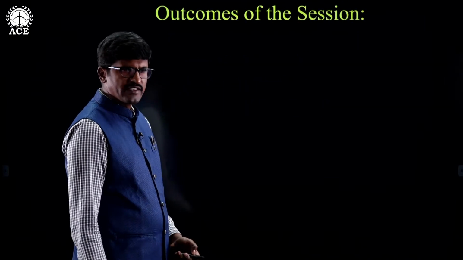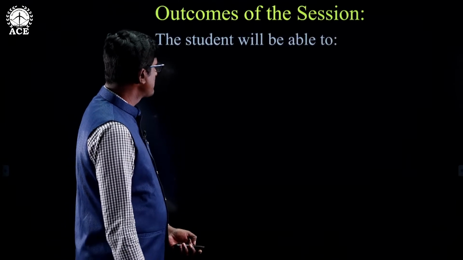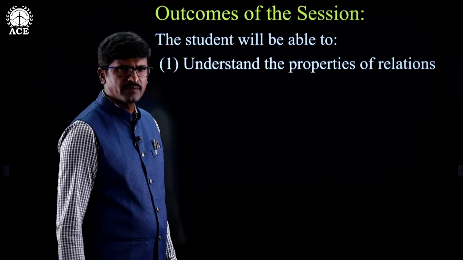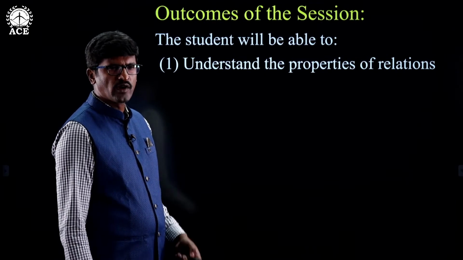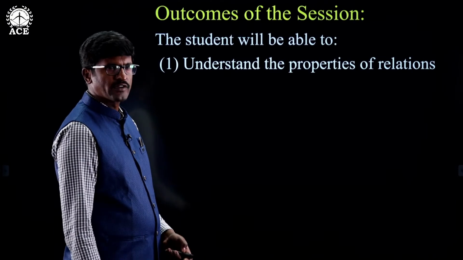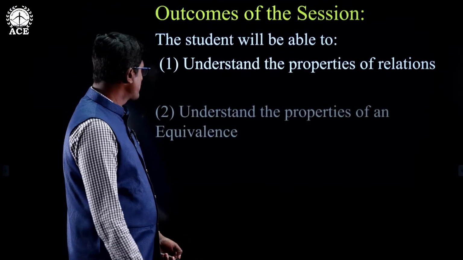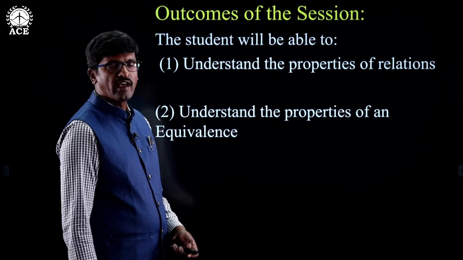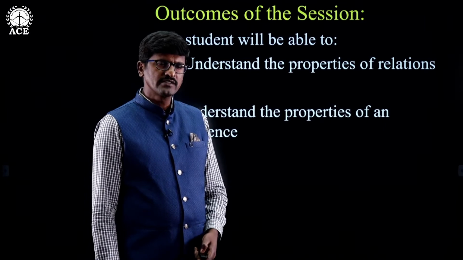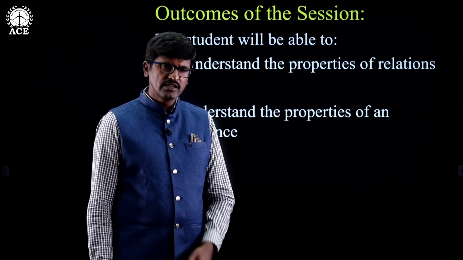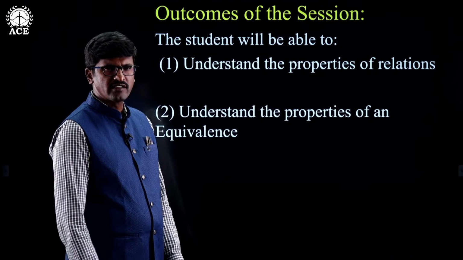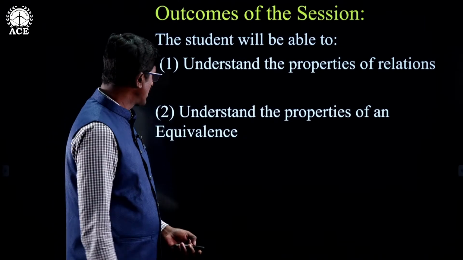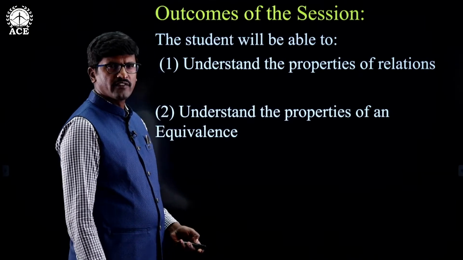Now the outcomes of this session are: the student will be able to understand the properties of the relations. There are different properties of the relations. The student will be able to understand and categorize the properties of the relations. Next outcome is the student will understand the properties of an equivalence relation. There are some properties of the equivalence relation. The student will be able to understand what an equivalence relation is and what properties are satisfied by this equivalence relation. These are the outcomes of today's session.